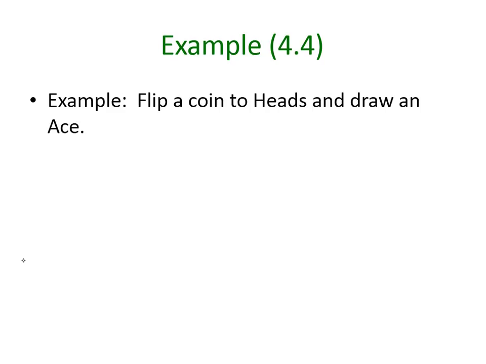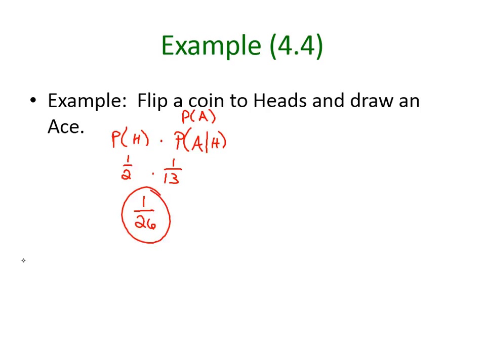Okay, what's the probability that I flip a coin and get a heads? 1/2. Times the probability that I will get an ace, given that I already had a heads, which was just the same as saying the probability that I get an ace, was what? 4 out of 52, which is the same as 1 out of 13. So 1/2 times 1/13 gives a probability of 1/26. Questions there?